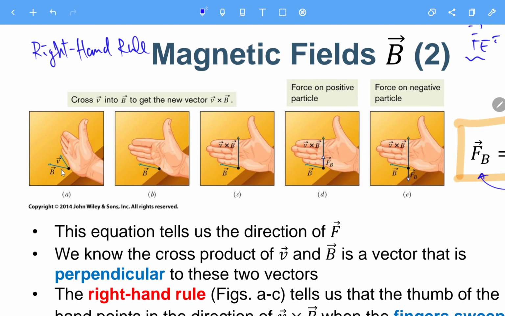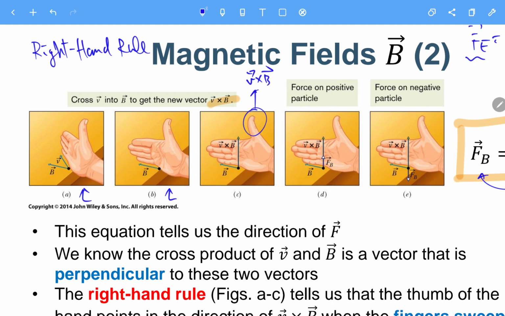In this case, if V points in this direction and B points in this direction, you use your forefinger to point to the direction of the first vector, V, because we are calculating V cross B. We use the forefinger pointing to V, and then you swing it to the vector B, like this. Then your thumb will point to the direction of V cross B. That's simple. So this is the first step: point to the direction of V, cross to B, and then your thumb will point to the direction of V cross B, like this.